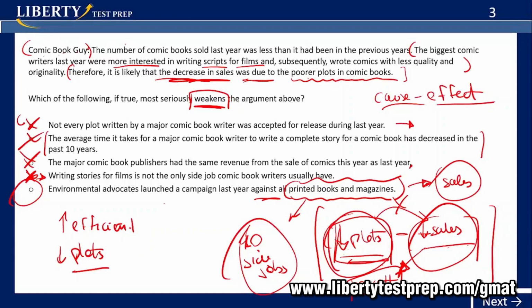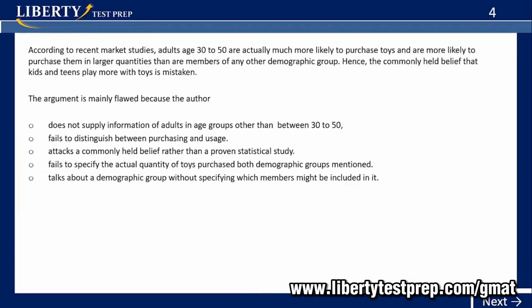Okay, so that's what we call an alternate cause. Pretty simple, right? So that's our cause effect. All right, so here we have question number 4 for strengthening and weakening. So do it. You already know that you have 2 minutes, and then we're going to go over the answer.